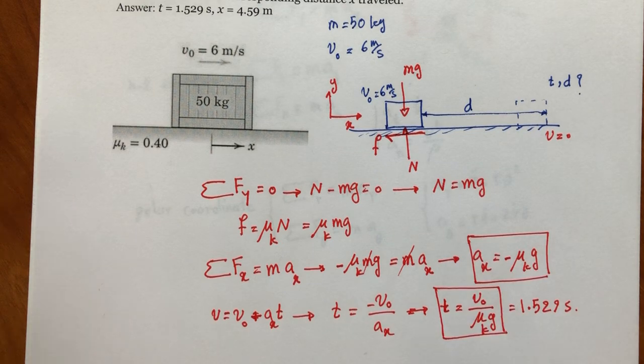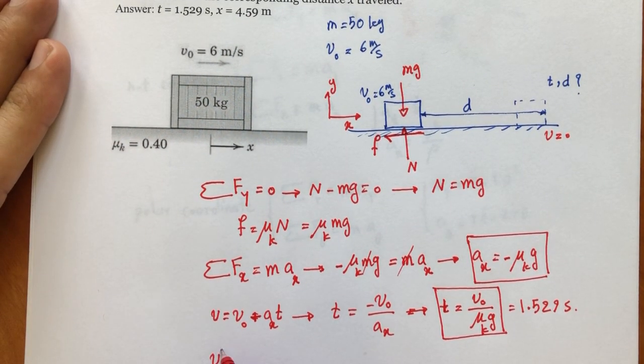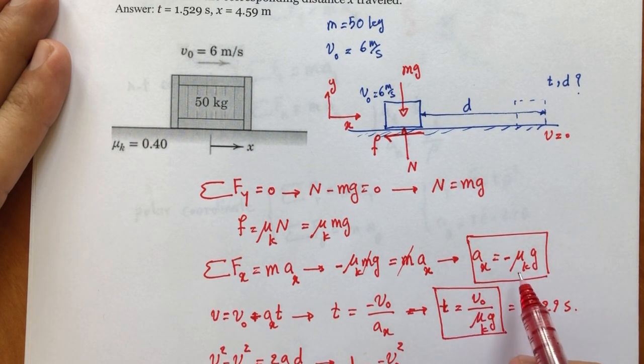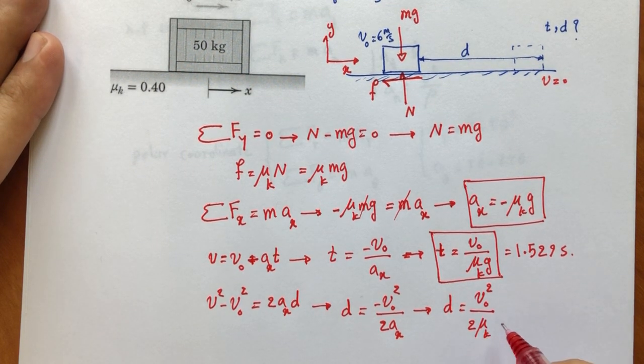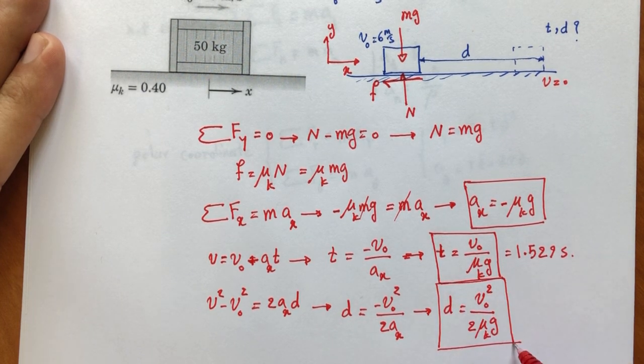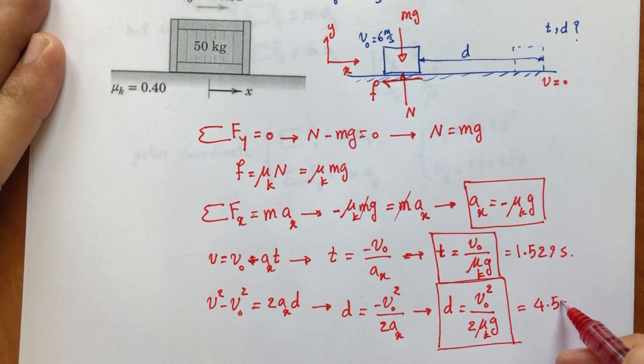After finding the time, now we can find d. You're allowed to use any equation you want here. For example, you can use the time-independent equation. Based on that equation, velocity squared minus initial velocity squared is equal to 2 times acceleration times displacement, which is d. v is equal to 0 and v naught is given. So d is equal to negative v naught squared divided by 2 ax. If I replace ax with negative mu k times g, d is equal to v0 squared divided by 2 mu k times g. And now we can put in the numbers, and if you do, the displacement is going to be 4.59 meters.